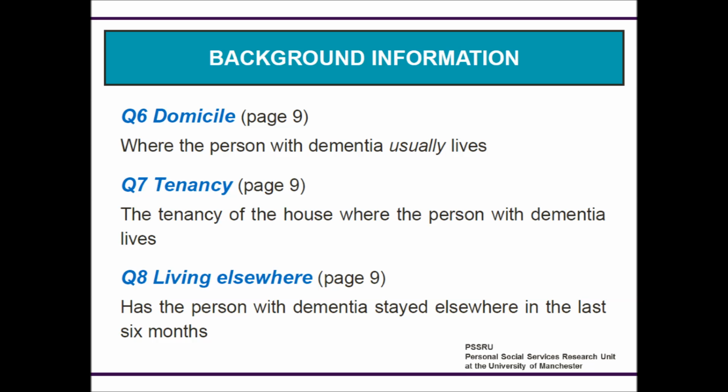Question 7 relates to the tenancy of the house, so if the person with dementia lives with someone else, it is the main occupant's tenancy which is recorded. Question 8, record whether the person with dementia has stayed elsewhere for any short period of time, including overnight. If the carer is unsure whether a home is residential or nursing, please note as uncertain against the most likely option.